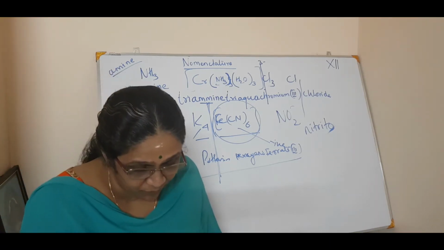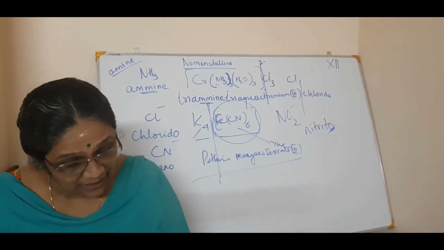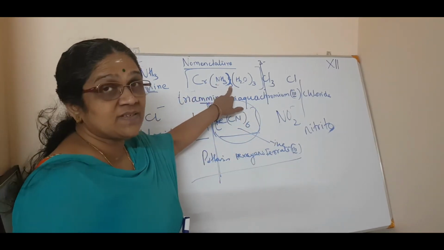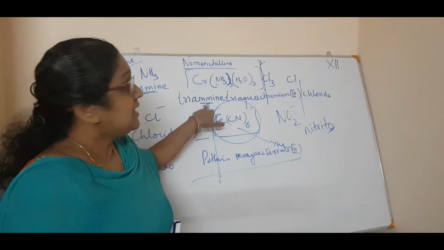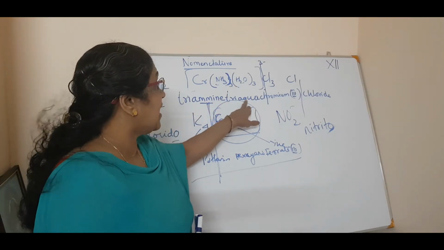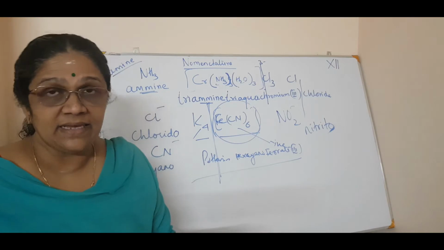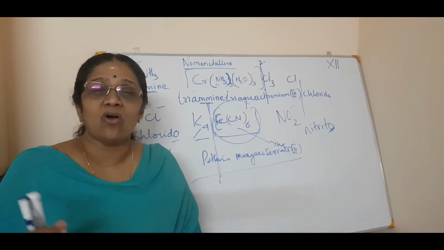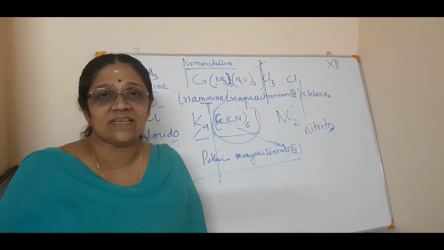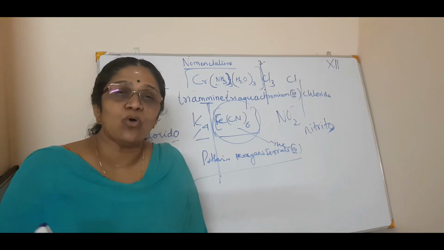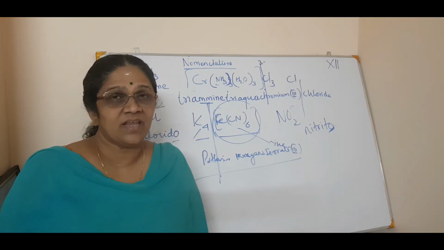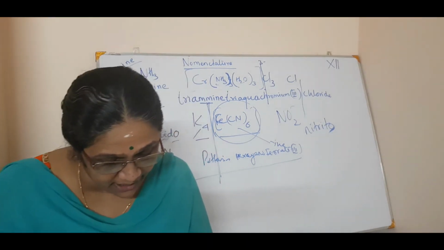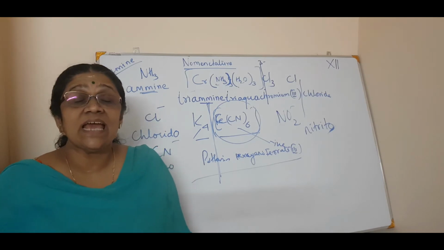Correct? Okay. Now the fourth is, you have to prefix mono, di, tri, etc. That is why NH3 three times, you can put triamine. H2O three times, triaqua. If it is 2, di. Clear? So the prefixes mono, di, tri, etc. must be there according to how many ligands there are in each case.